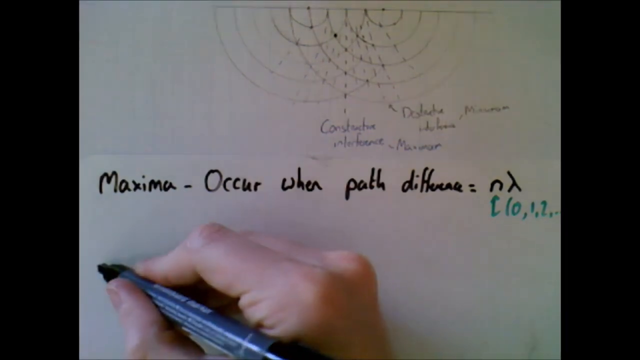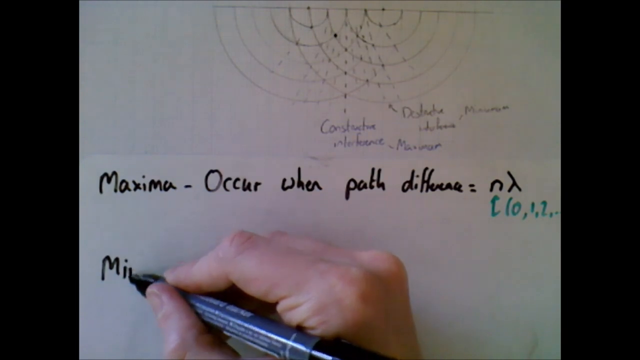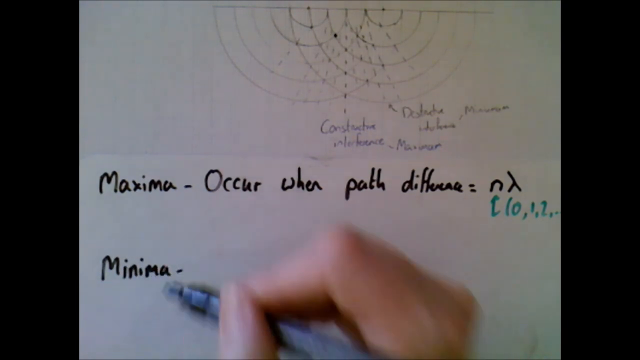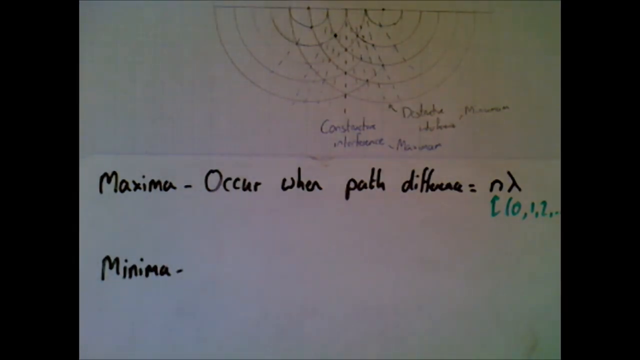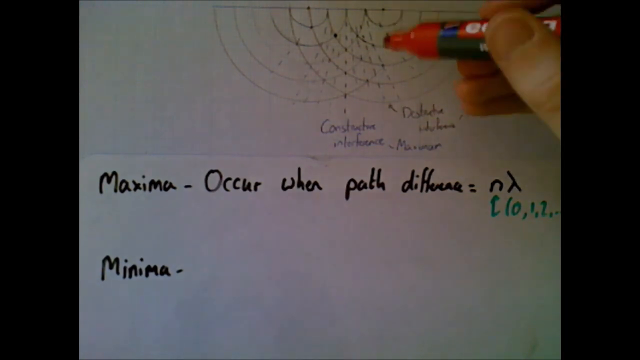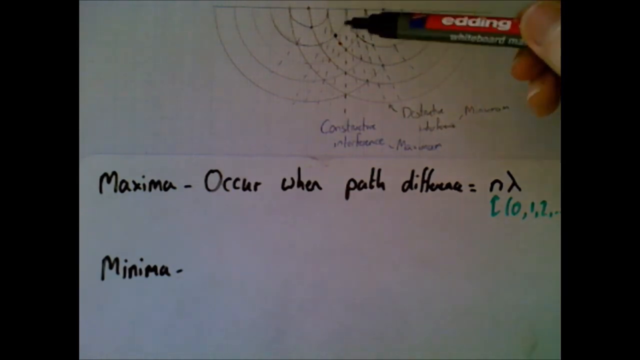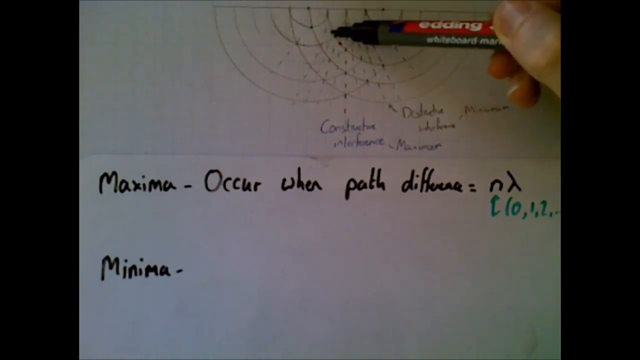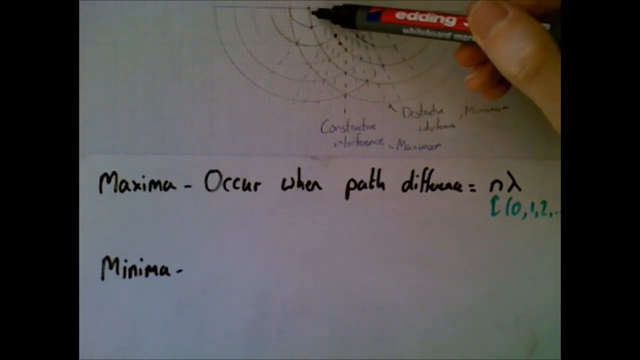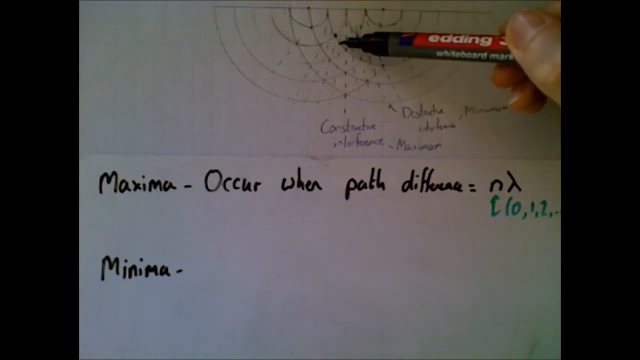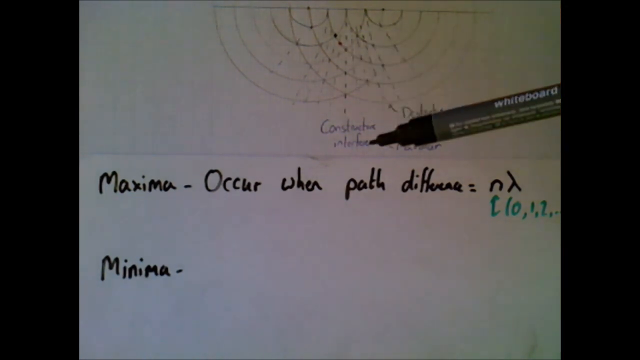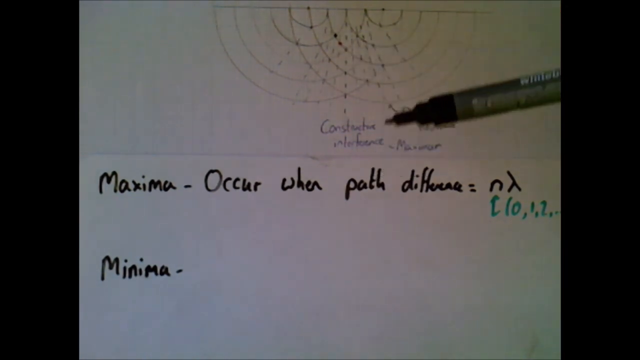Now, similarly, the minima. Let's look at a minimum on here and we'll see. I'm going to take that point just there, where I'll put the red dot. Again, I appreciate it's very difficult to see. From this source, we've had 2.5 wavelengths. The wave from the other source has travelled 3 wavelengths. So we've got a path difference of half a wavelength.